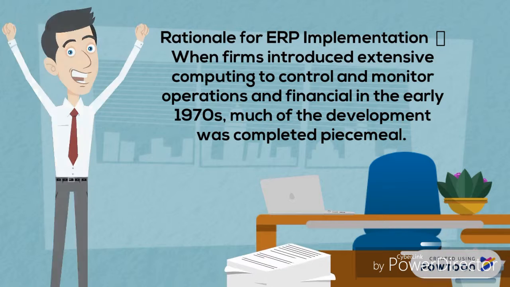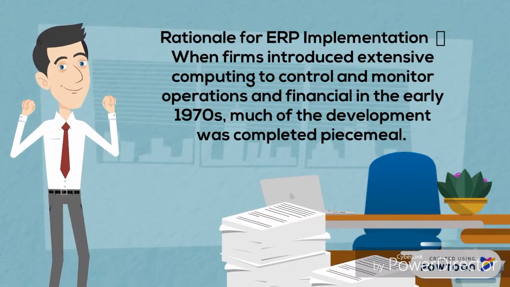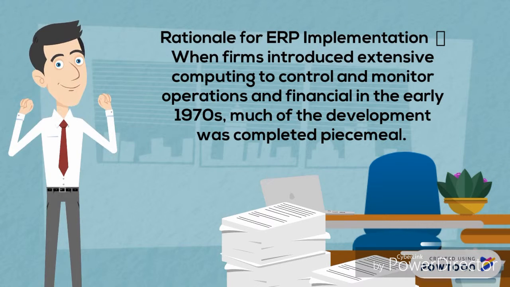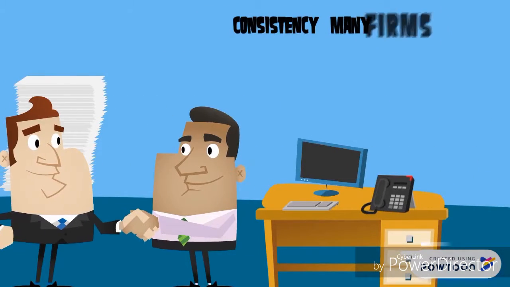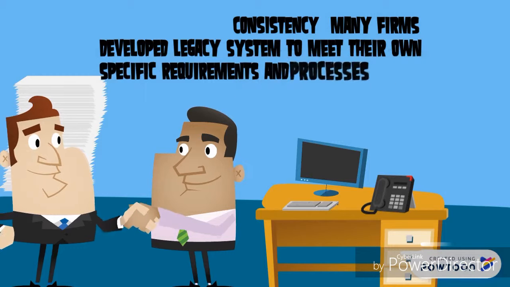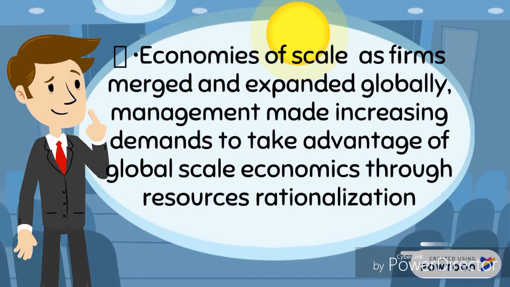Rationale for ERP implementation. When firms introduced extensive computing to control and monitor operations and financials in the early 1970s, much of the development was completed piecemeal. Consistency. Many firms developed legacy systems that meet their own specific requirements and processes. Economies of scale. As firms merged and expanded globally, management made increasing demands to take advantage of global scale economies through resource rationalization.